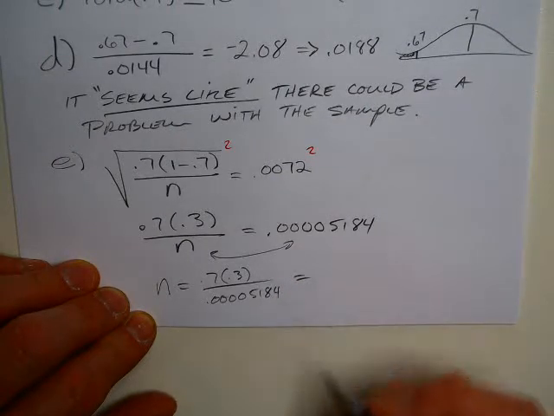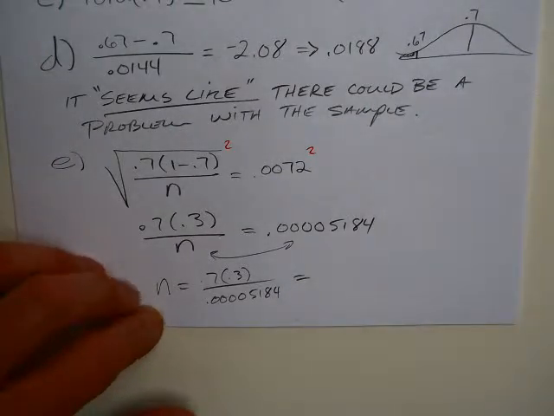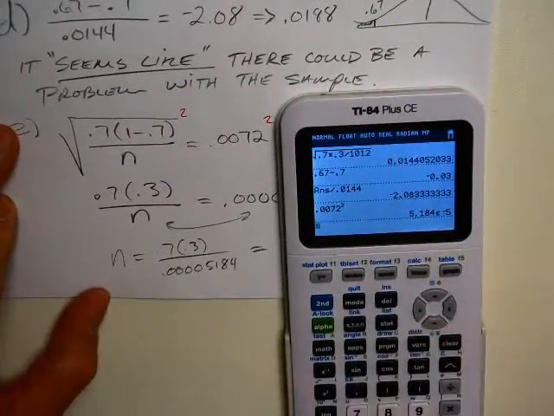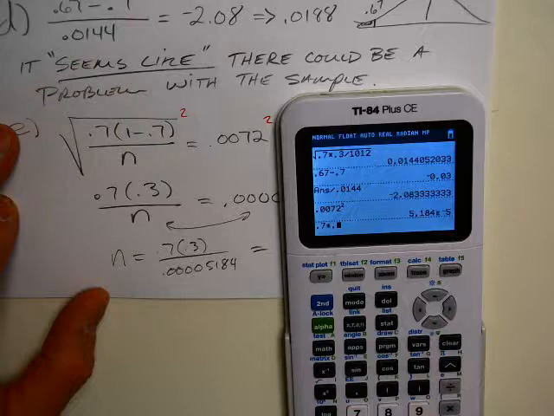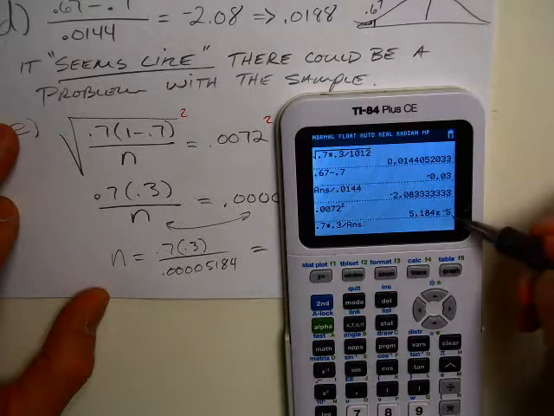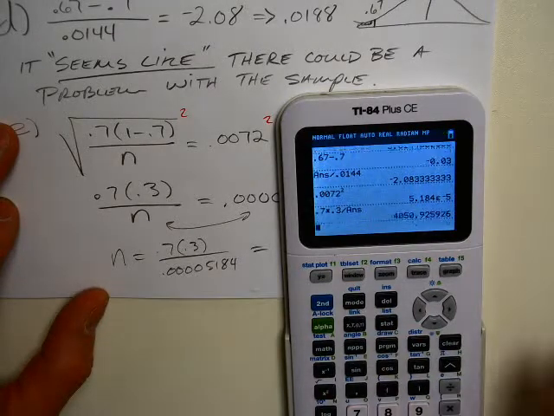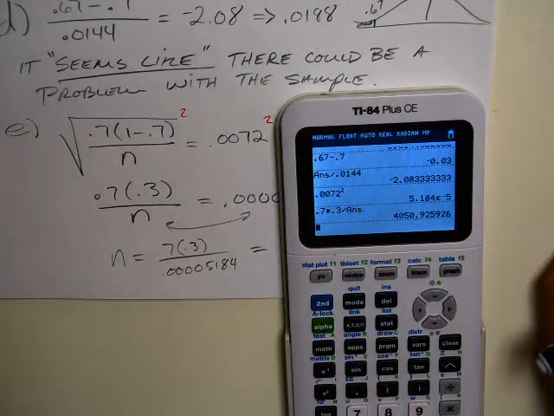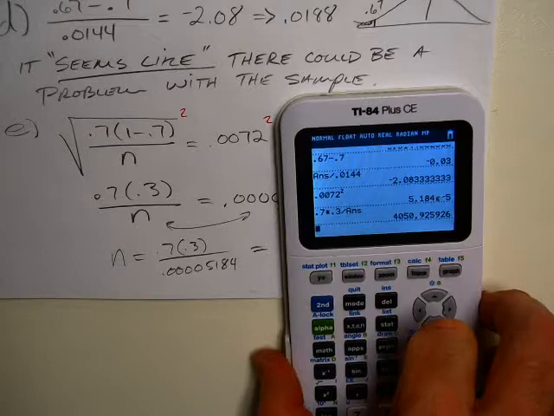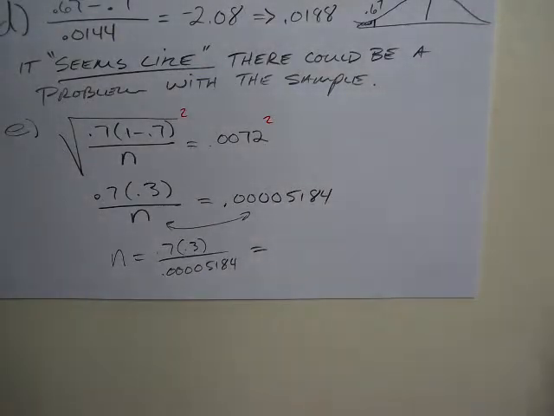which is going to give us a number. So I'm going to do this in the calculator. I'm going to go 0.7 times 0.3 divided by the answer that I got up here. And I get 4,050.925926. How many people is that? 4,051. Yeah, 4,051.